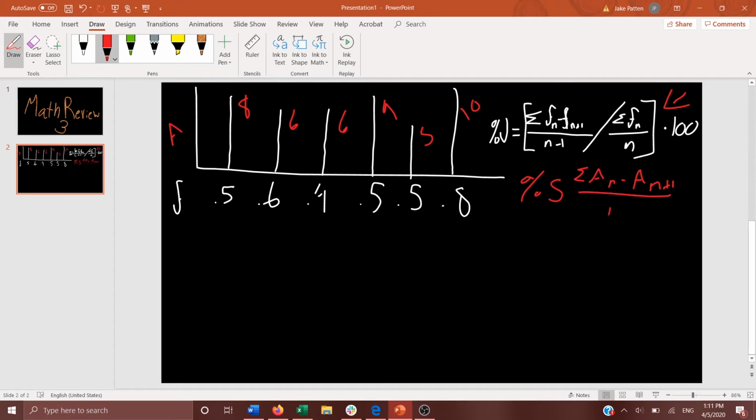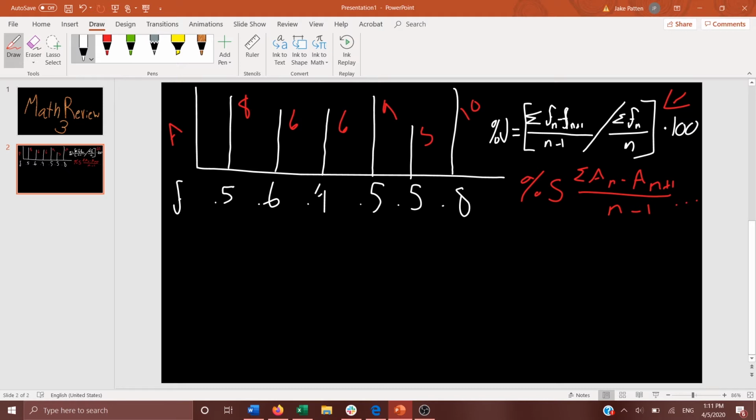Right, over n minus 1. And then it's pretty much the same from there. You just swap out frequency for amplitude, and you're great. It's the same. So let's run through this once for frequency and once for amplitude.